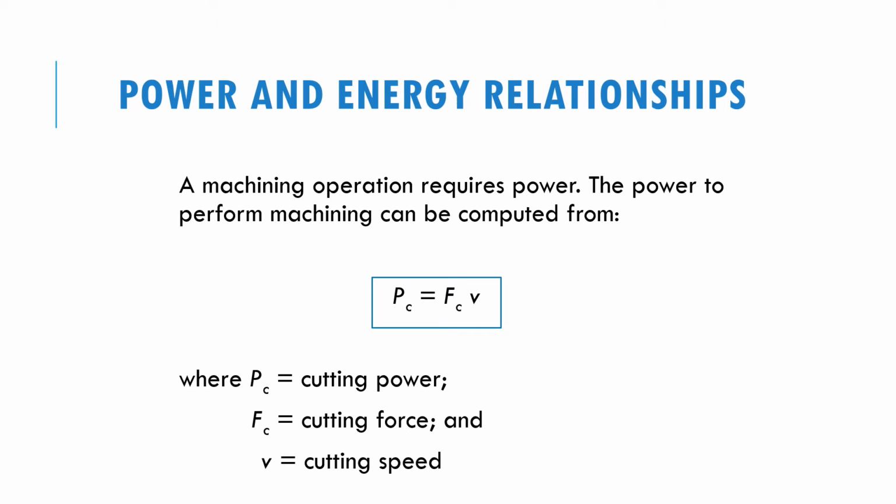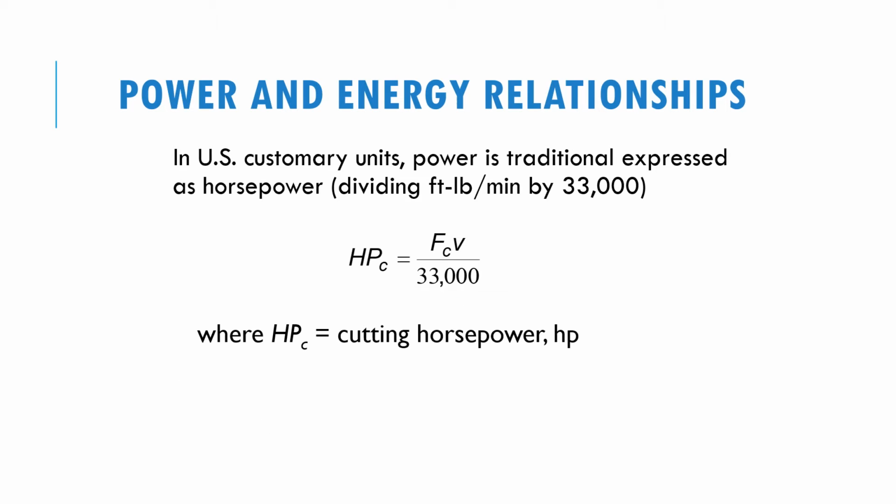Of course, in the machining operation, you will require power because you're using machine tools, right? So the power to perform machining can be computed by using PC equal to FC times V. PC is the cutting power, FC is the cutting force, and V is the cutting speed. For the US customary unit, power is traditionally expressed as horsepower.